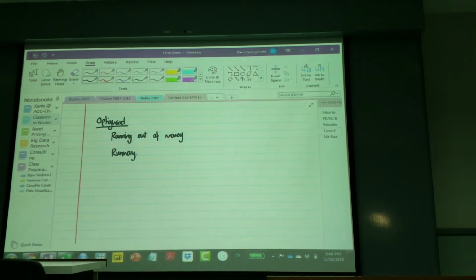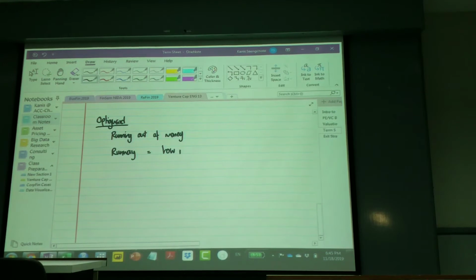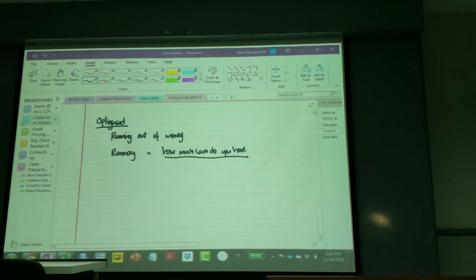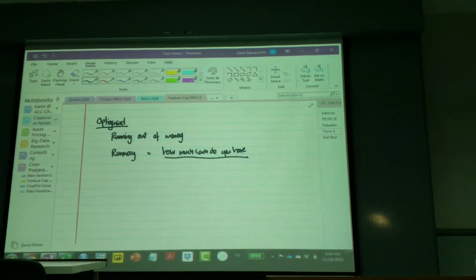And typically, the runway is determined by two things, right? The first one is how much cash do you have? Then you divide that by how much cash you're really spending per month. And the name used in this business is the cash burn rate. Okay.